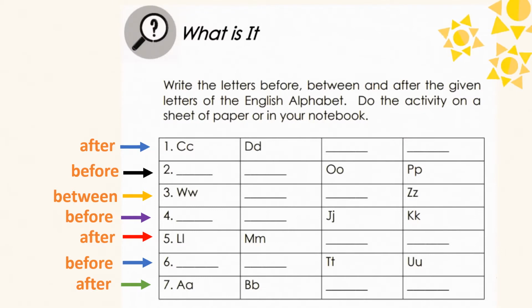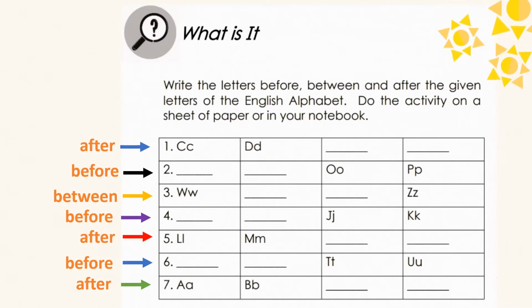For What Is It, write the letters before, between, and after the given letters of the English alphabet. Do the activity on a sheet of paper or in your notebook. We are going to write the next letters, the middle letters, and the letters that come before, depending on what are given in each number. Number 1, C, D, blank, blank. What are the two letters that come after letter D? Write it on your notebook.